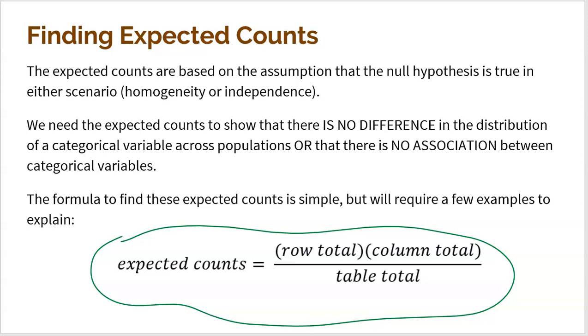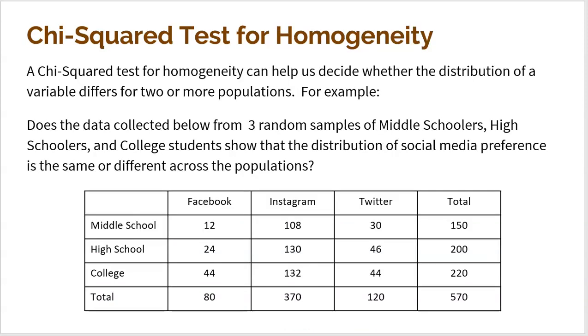But I want you guys to understand where these numbers are coming from. So let's take a look at this first example, which is a test for homogeneity. Here we collected data from 3 random samples of middle schoolers, high schoolers, and college students, and we asked them what their preferred social media was: Facebook, Instagram, or Twitter. So what we're going to say here is the null is that there's no difference. The 3 populations are all the same. It doesn't matter. So, these numbers are the observed. You have to understand that all of these numbers here are the observed values.